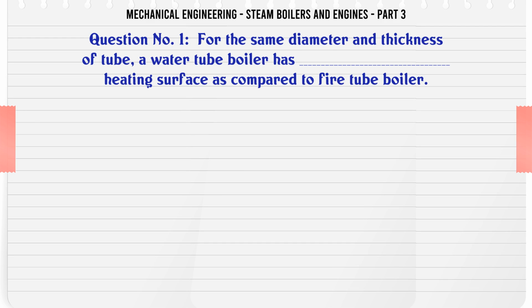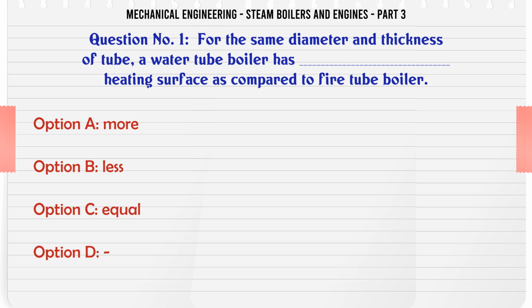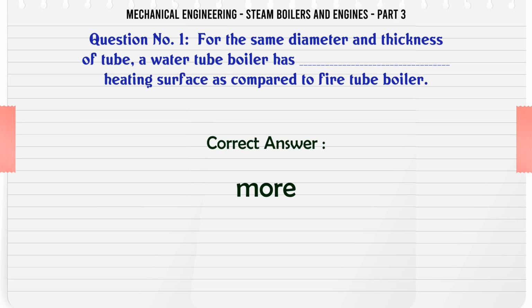For the same diameter and thickness of tube, a water tube boiler has ___ heating surface as compared to fire tube boiler. A. More, B. Less, C. Equal. The correct answer is more.